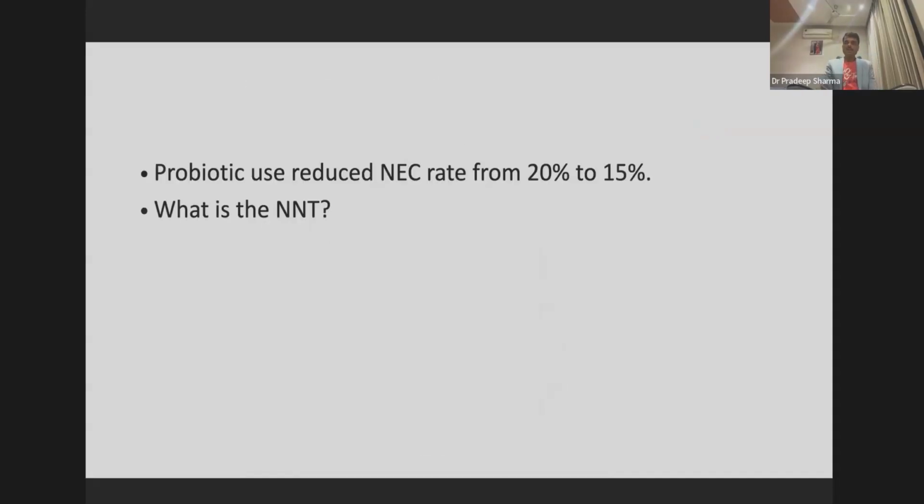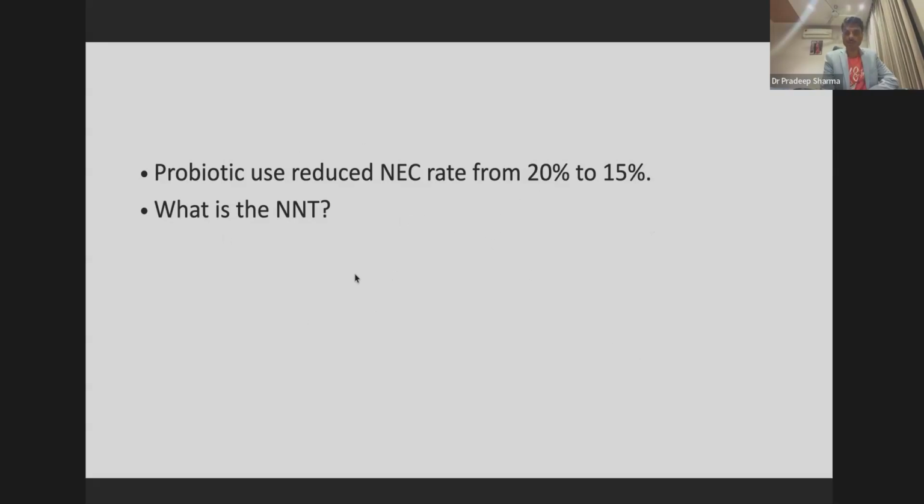Probiotics use reduced the NEC rate from 20% to 15% in my unit, for example. What is the number needed to treat? First you have to find the absolute risk reduction. From 20%, you have reduced to 15%. So what is the absolute risk reduction? ARR is 5%. Yes, very good, 5%.